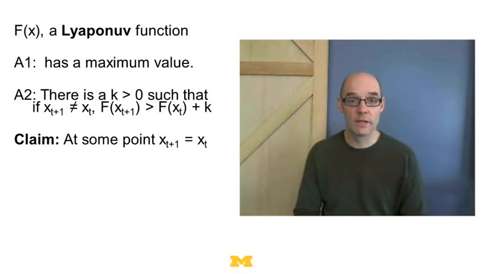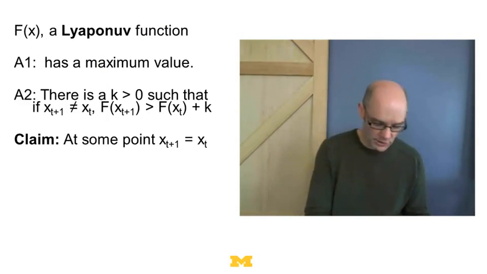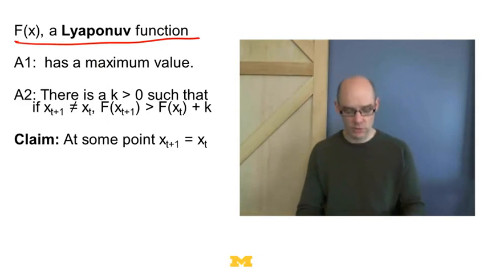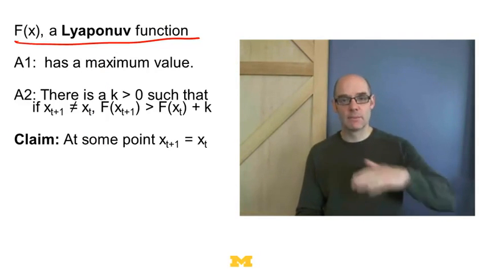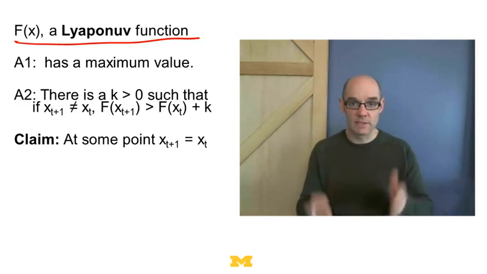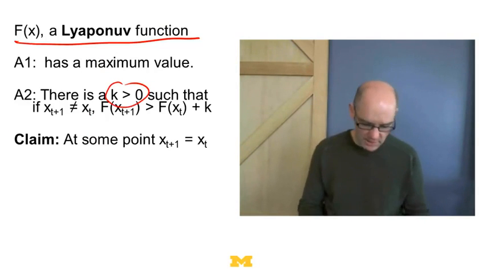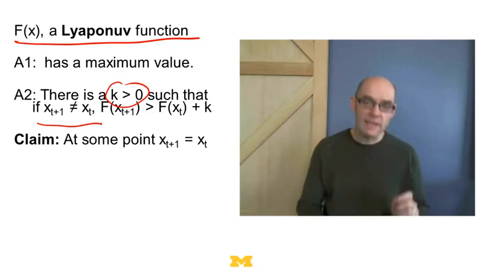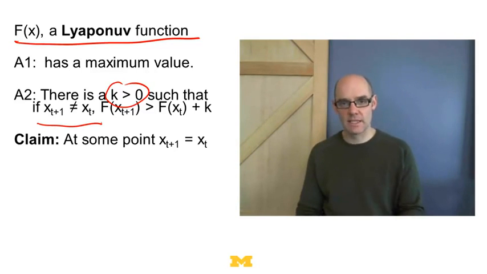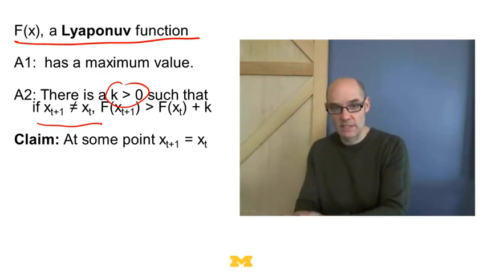Here's the formal part. We say there's a Lyapunov function if the following holds. First, I just have some function f, and I'm going to call this a Lyapunov function. And there are just 3 conditions. The first one is it has a maximum value. I'm going to do the economist version. In the physics version, I'd say it has a minimum value. So it has a maximum value. Second assumption, there is a k bigger than 0, such that if x_{t+1} isn't equal to x_t, so what that means is f is going to basically map the state now, x_t, into x_{t+1}.